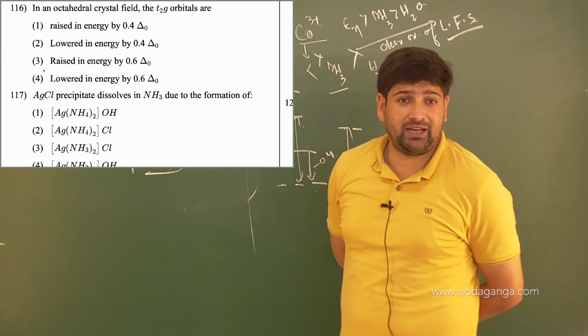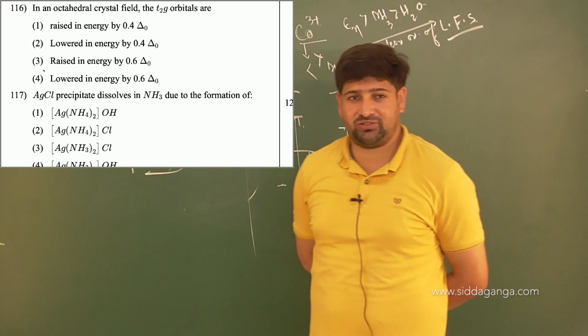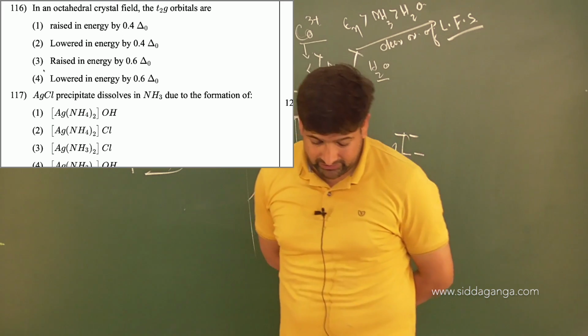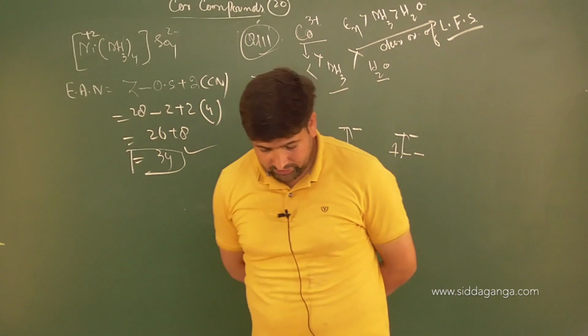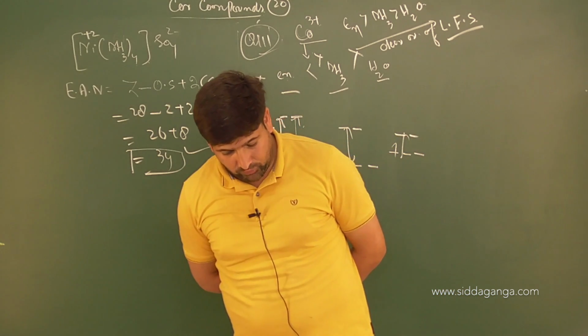Have a look on option. Lowered in energy by 0.4 of delta 0. Delta 0 means crystal field splitting energy. Very good. Next question, children. Question number 124.